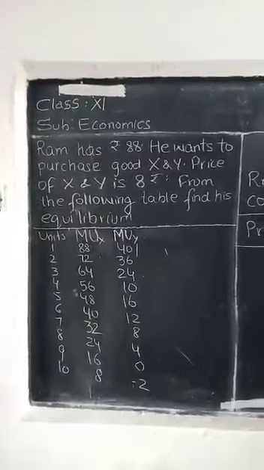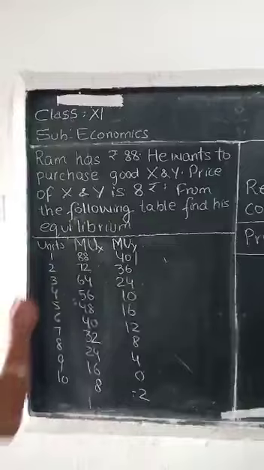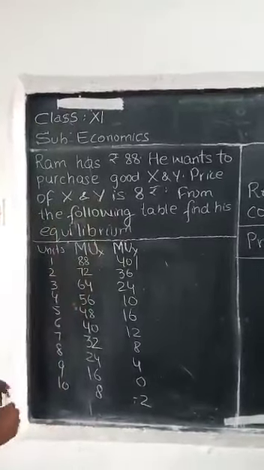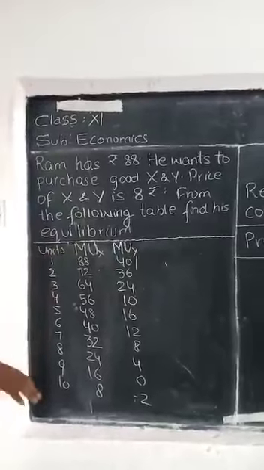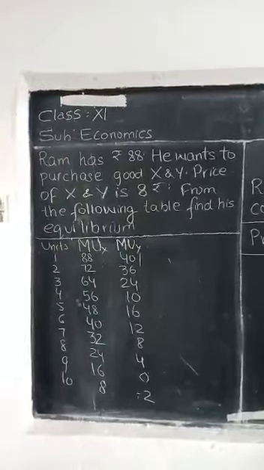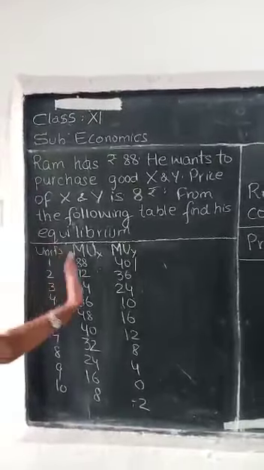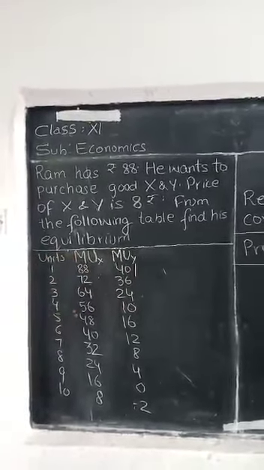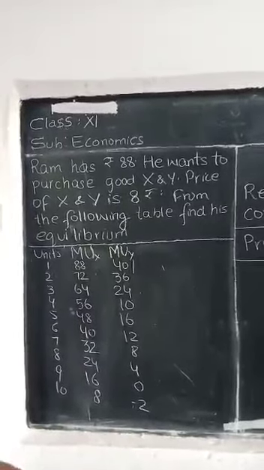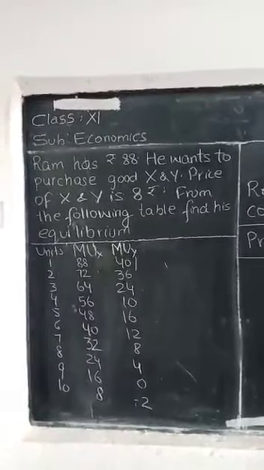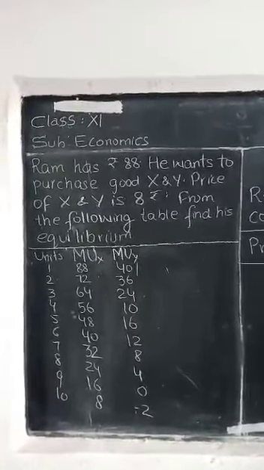So students, we have a small and precise homework. Ram has 88 rupees. He wants to purchase good x and good y. The price of both goods is the same, 8 rupees each. From the following table find his equilibrium: which combination should he buy, how many units of x and how many units of y should be purchased by him so that he is in equilibrium.